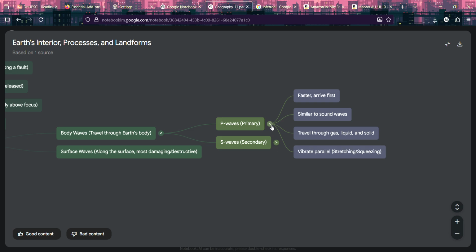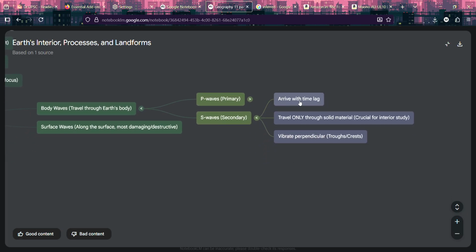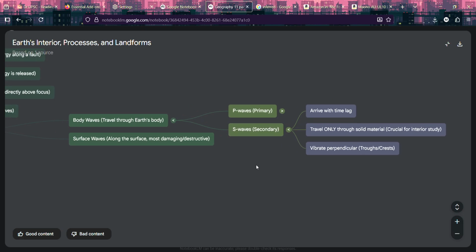Okay, the next one is the S wave. It arrives with a time lag. There is a time interval between the P wave and the S wave. It travels only through solid materials, which is crucial for the study of Earth's interior. It vibrates perpendicular to the direction of travel, from trough to crest.